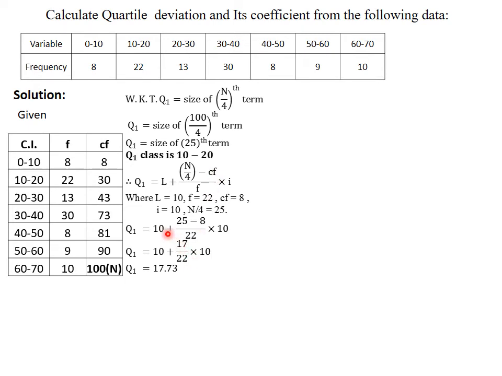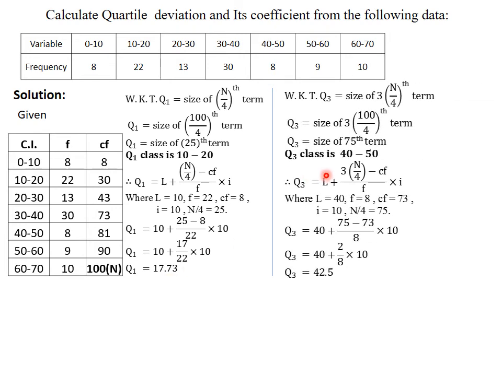So L is equal to 10 plus n by 4, which is 25, minus CF, which is 8, divided by 22, into 10. So 25 minus 8 is equal to 17, divided by 22. When you simplify and multiply with 10, you get 7.73. Then the result should be added with 10 to get Q1 as 17.73.